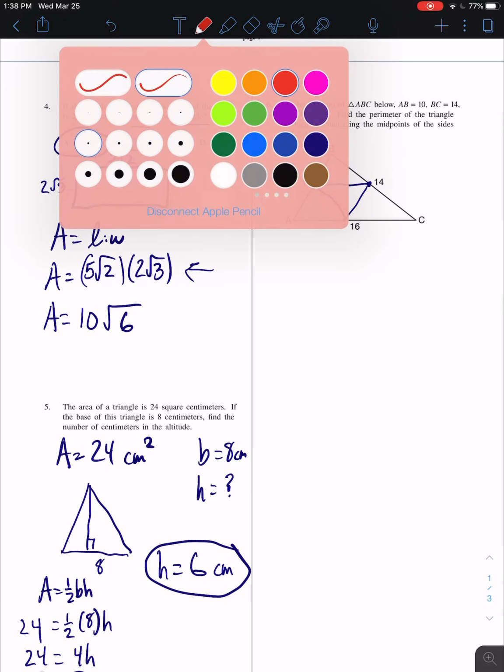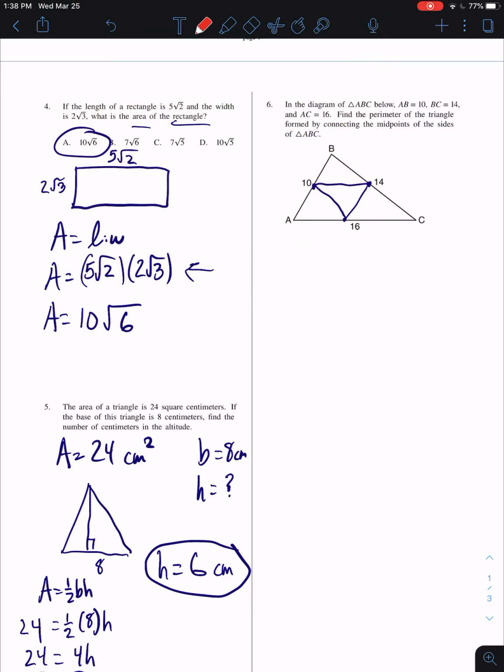Now, if you remember, we said that since this side was 16, the side parallel to it would have to be 8. And then since this side was 14, this side would have to be 7. And since this side was 10, this side would have to be 5. Now we're finding the perimeter P, so that's 8 plus 7 plus 5, and that gives us a perimeter of 20. They did not give us any units, so it's just 20 here.